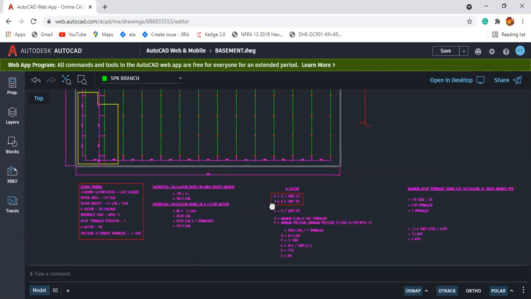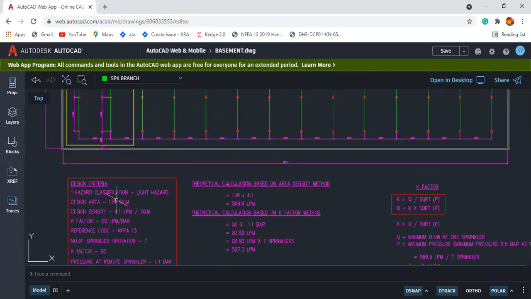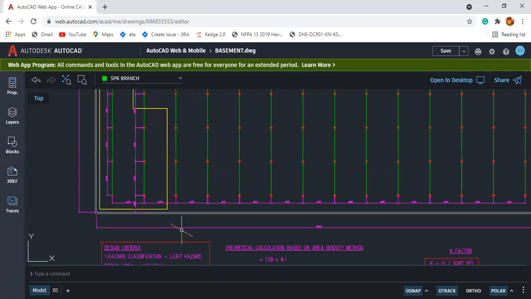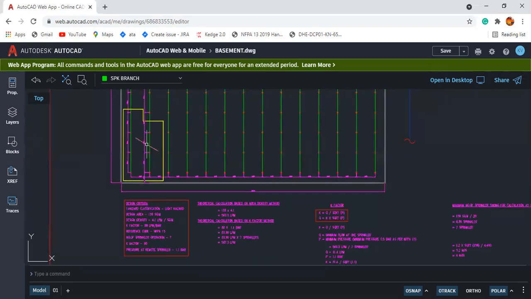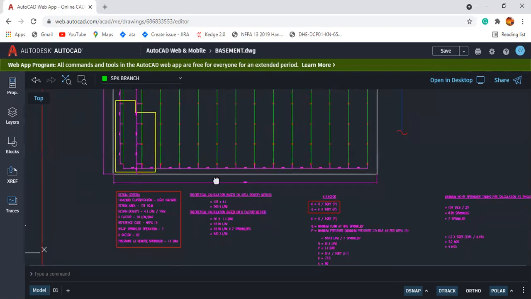As I said earlier, as per our light hazard design area, we have to make a boundary on the hydraulically remote area. So which are the sprinklers that come inside the design area? That is actually the number of sprinklers we have during the time of operation. So that is actually the number of sprinklers.